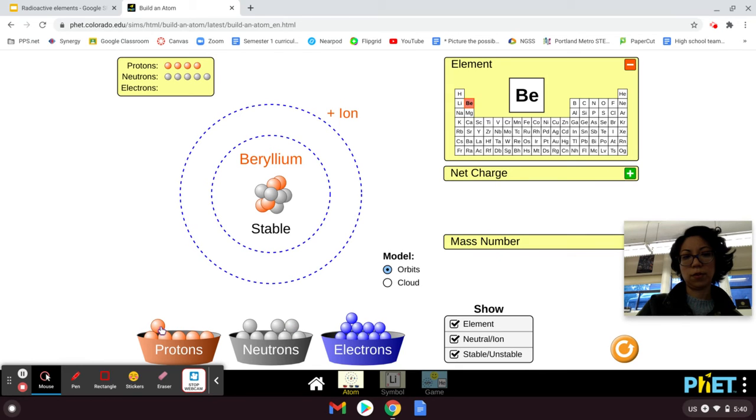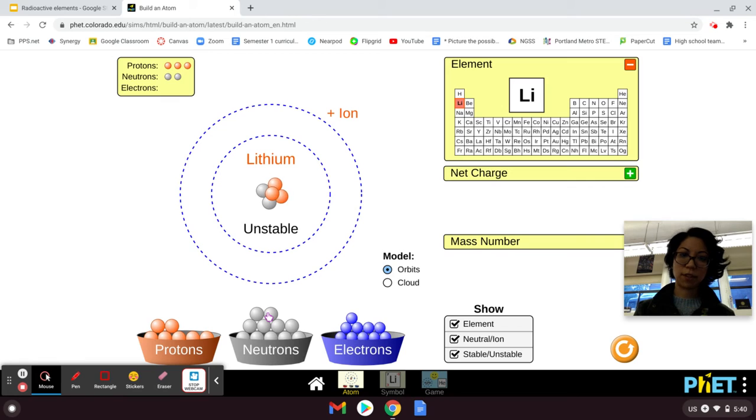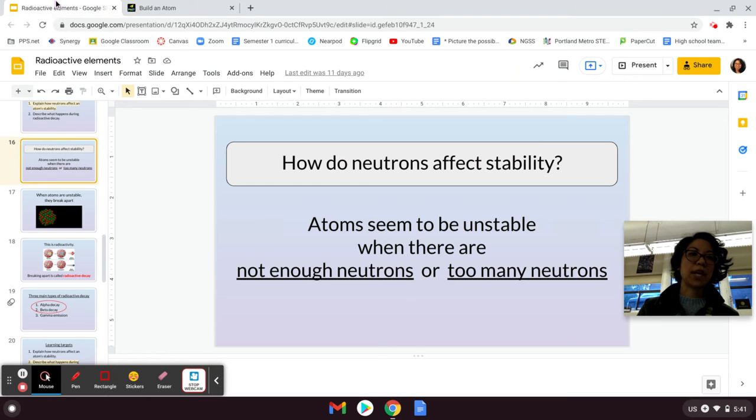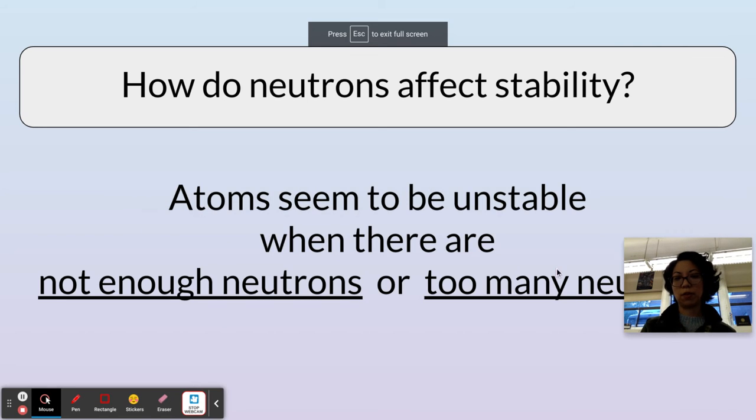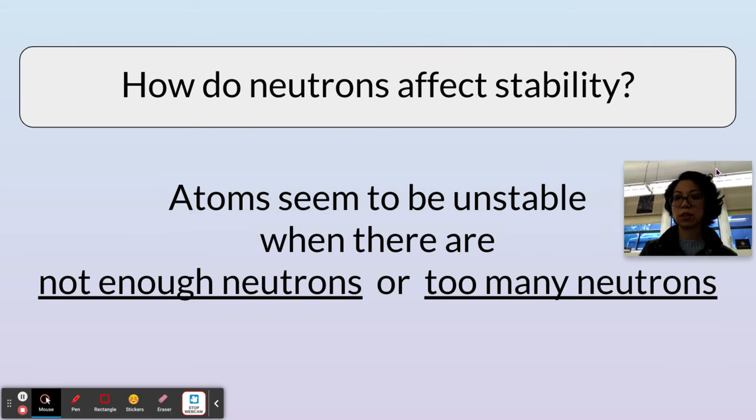Oh, this is not a good example. Hold on. Okay, here's lithium. Okay, if there's not enough neutrons, the atom's unstable. If there's a good amount of neutrons, it's stable, but at some point, if you add too many neutrons, it's unstable again.